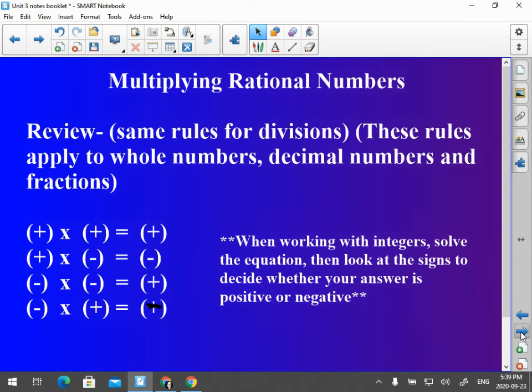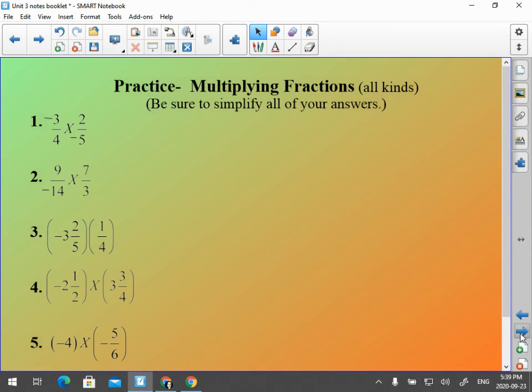When working with integers, please solve the equation, then look at the signs to decide whether your answer should be positive or negative. Okay, so do your calculations first, and then always go back to your integer rules. So I've attached them. Once again, we're doing this with fractions. It's the same rules for decimals, but we're reviewing it with fractions because this is normally where we have more issues.